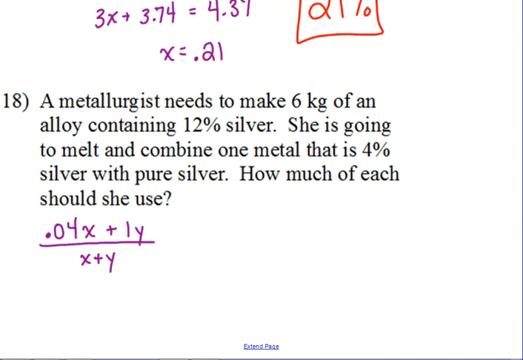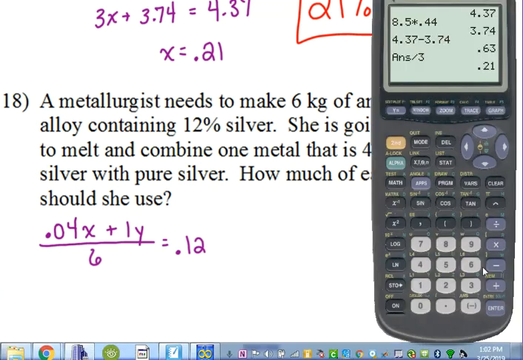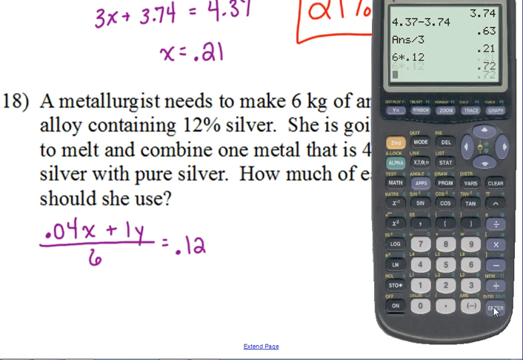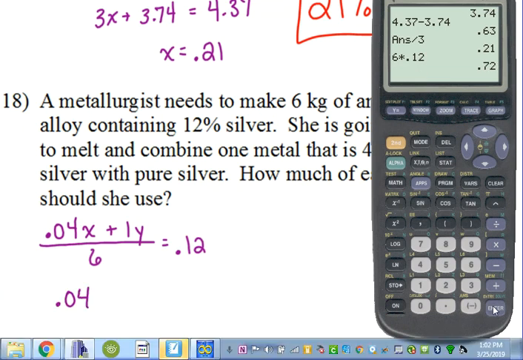However much we use of the 4% plus however much we used of the pure silver equals, oh, excuse me, hang on. We know that part. It's 6 kilograms. Sorry, she's making 6 kilograms of an alloy. So the X plus Y is really 6. We do know that part. And it will be 12%. Okay, so we got that much. Now, we can start solving this, right? We can multiply 6 times 0.12, and that's 0.72.